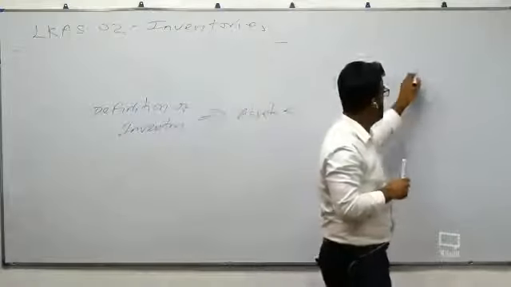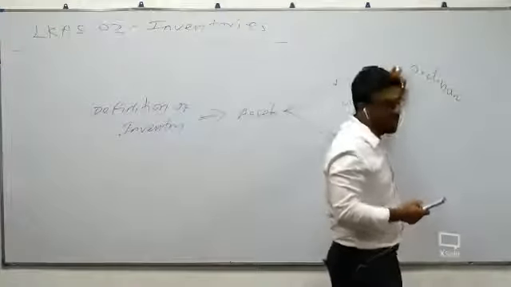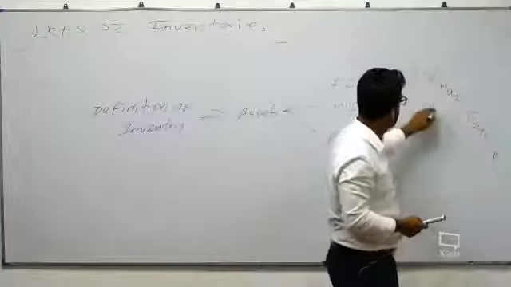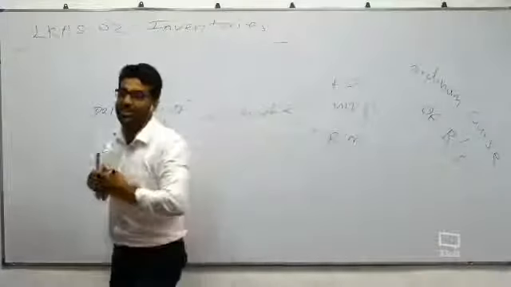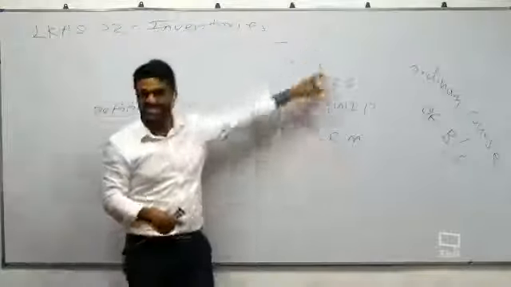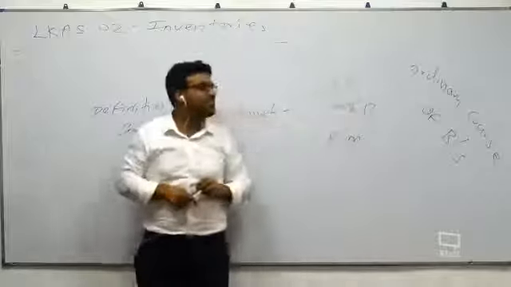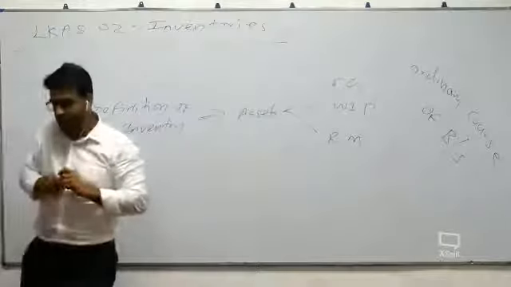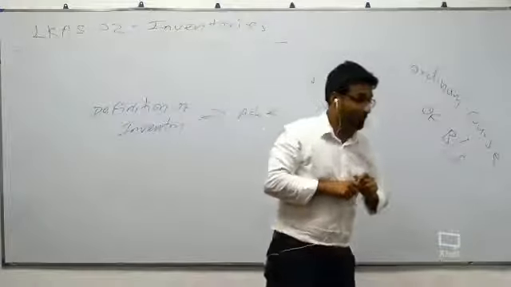What do you mean by ordinary course of business? The normal business that you do. Held for sale in the ordinary course of business. Guys, out of this, what is held for sale? Finished product. So within brackets write finished goods.